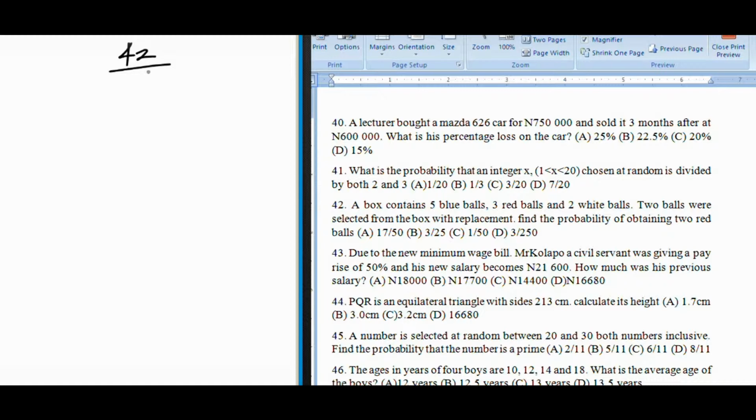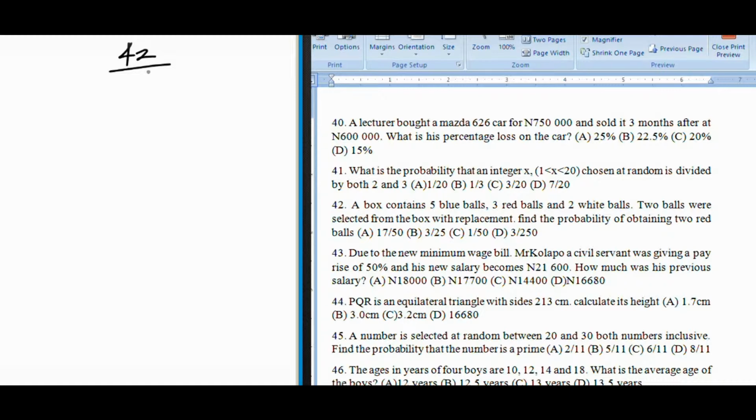Which means when the first one is picked, we get the probability, we return it back into the box and pick the second one. Now, we're asked to find the probability that the 2 balls drawn are red balls. That is the probability that the first one is red, and the probability that the second one is red. Okay? What is the total number of balls that we have there? That would be 5 plus 3 plus 2, and that is equal to what?